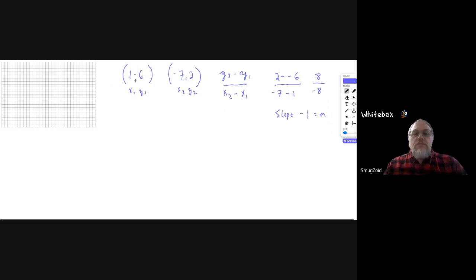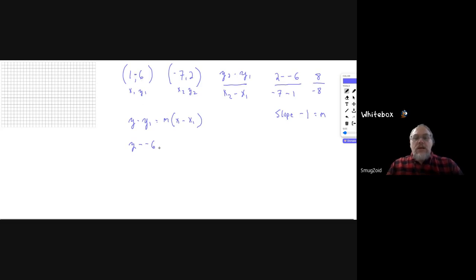Now I can go into the other formula. Doesn't matter which point I pick. I'll probably just pick the first one. But the second formula is y minus y1 equals m times x minus x1. Okay. So I don't use something for the y. I only use the y1. So I'm going to put just the y because it's part of the equation, minus negative 6.